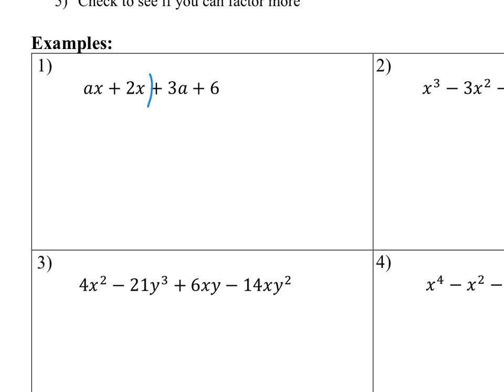Then we take each one of these groups and factor out the GCF separately. We take this like it's its own problem and take out the GCF, and we take this as its own problem and take out the GCF. This should look familiar; you have probably done this before. It should be a plus 2.